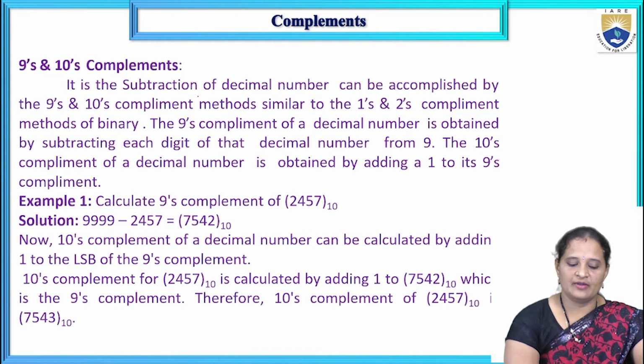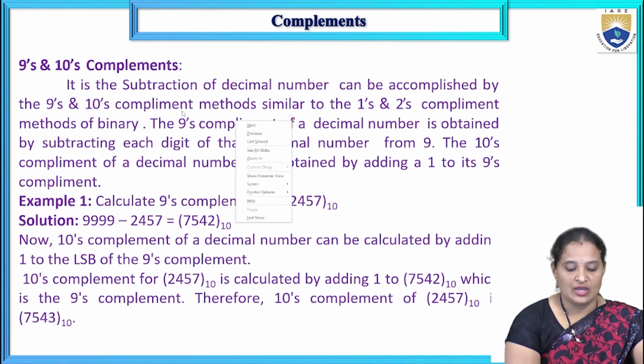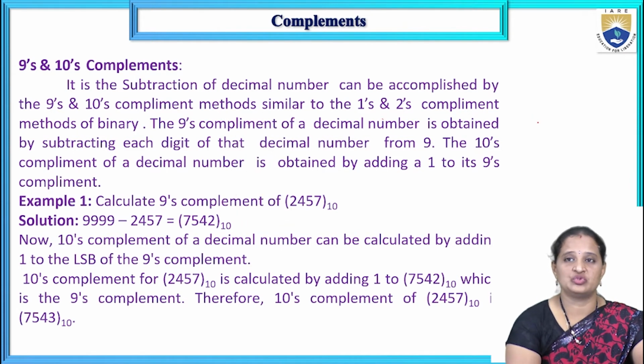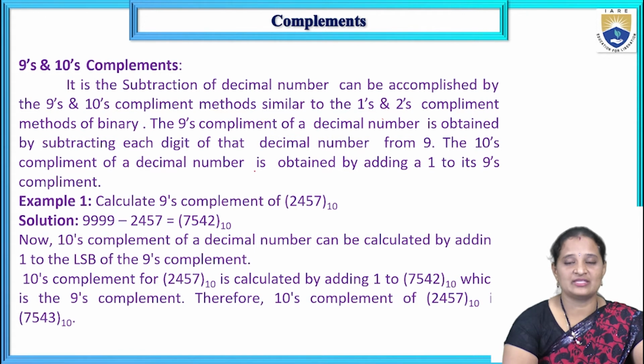So here, subtraction of decimal numbers can be accomplished by the 9's and 10's complement method. The 9's and 10's complement method is similar to the 1's and 2's complement method of binary. The 9's complement of a decimal number can be obtained by subtracting each digit from 9. And the 10's complement of a decimal number can be easily obtained by adding 1 to the 9's complement.